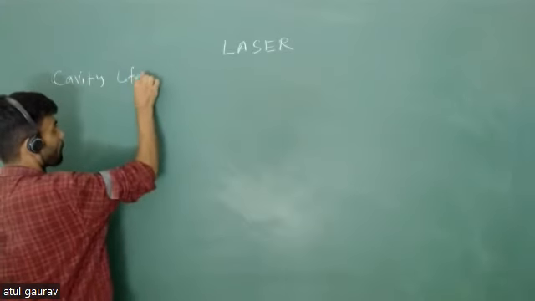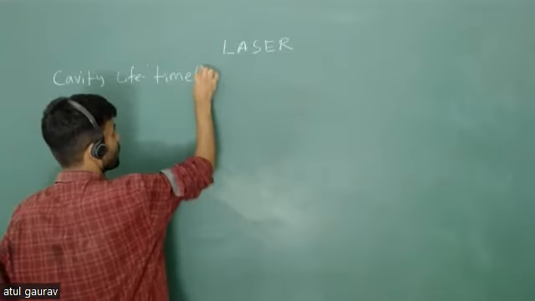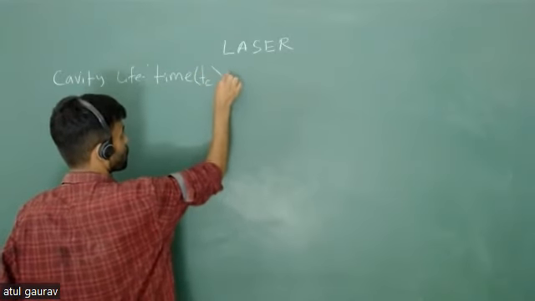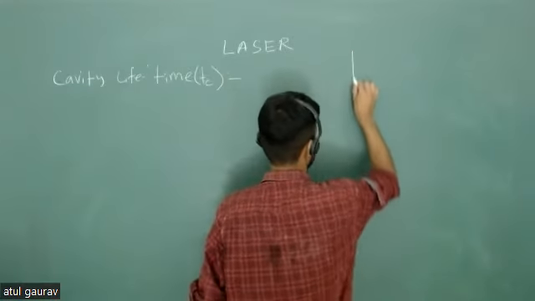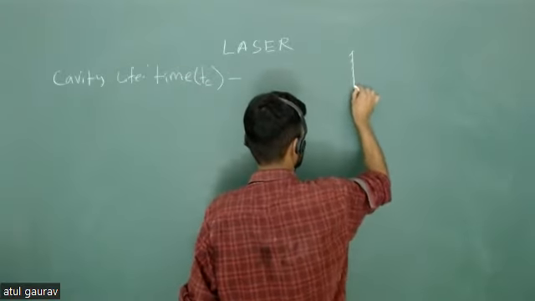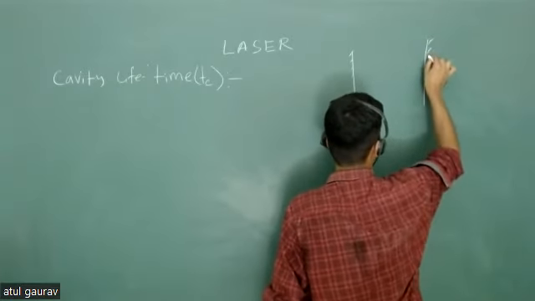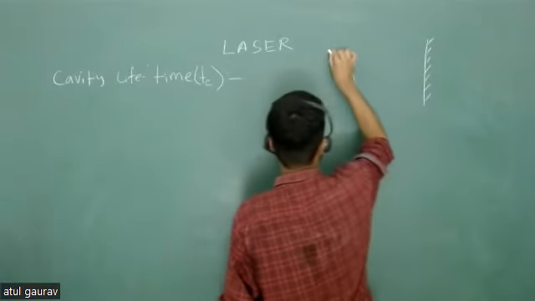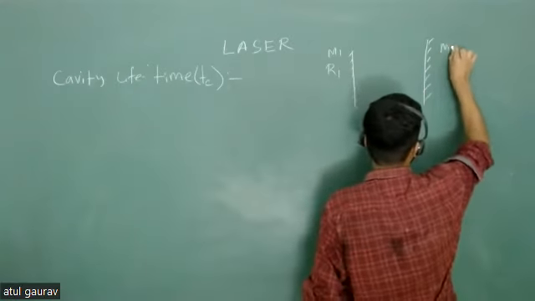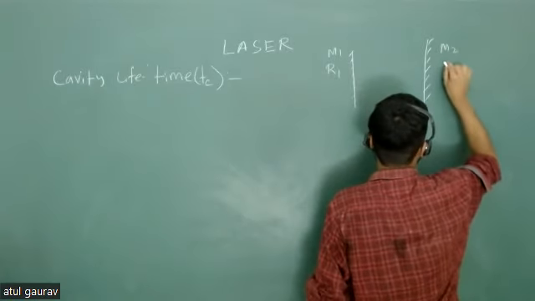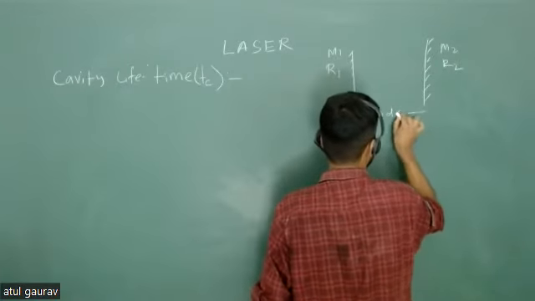Cavity lifetime. It is basically denoted by T subscript C. Suppose you have a pair of mirrors, M1, so reflectivity is R1, and M2, so reflectivity is R2. And these two mirrors are separated by a distance of small d.